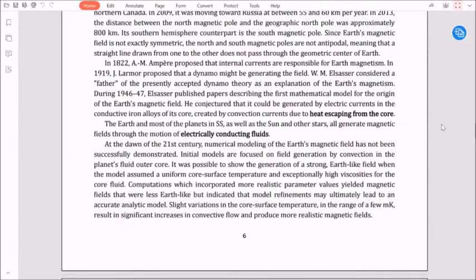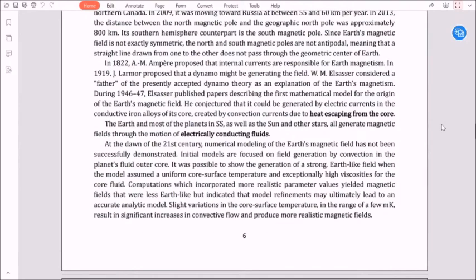The Earth and most of the planets in the solar system, as well as the Sun and other stars, all generate magnetic fields through the motion of electrically conducting fluids. At the dawn of the 21st century, numerical modeling of the Earth's magnetic field has not been successfully demonstrated. Initial models are focused on field generation by convection in the planet's fluid outer core. It was possible to show the generation of a strong Earth-like field when the model assumed a uniform core surface temperature and exceptionally high viscosities for the core fluid.